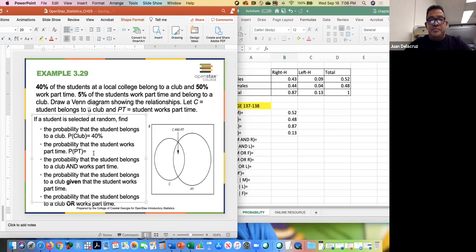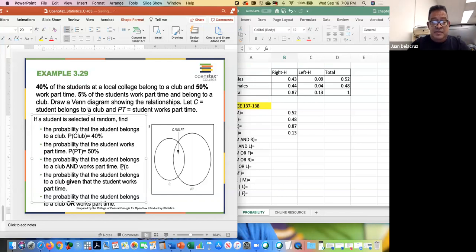Answer? Thank you. I'm assuming it's the same. Oh, Wesley, thank you very much. 50%. So the probability that the person works, the probability that the student belongs to a club and works part-time. Answer?